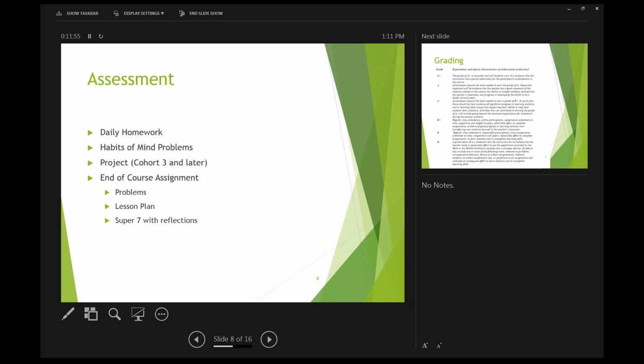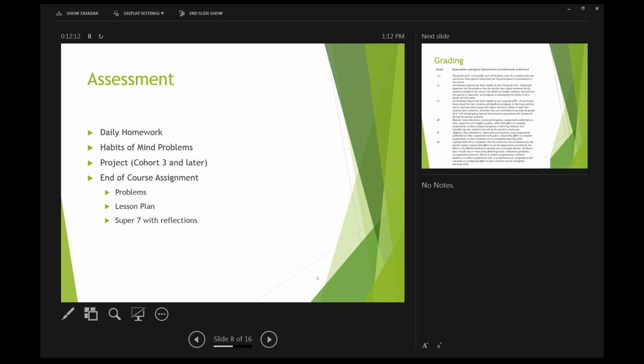At the end of the course, there was an end-of-course assignment that the teachers had roughly 2 weeks after the course was over to complete and submit. There was a set of problems that were very similar to the daily homeworks. There was a Super 7, which is, I think, something also common across the math in the middle courses.